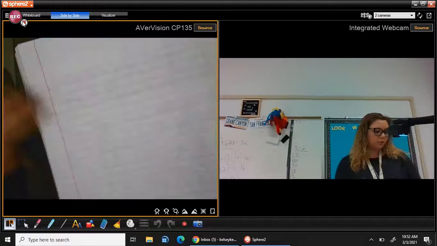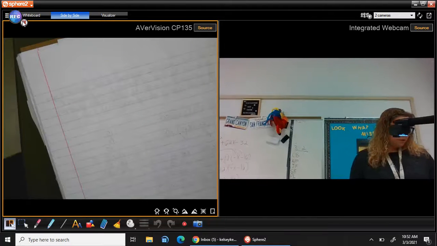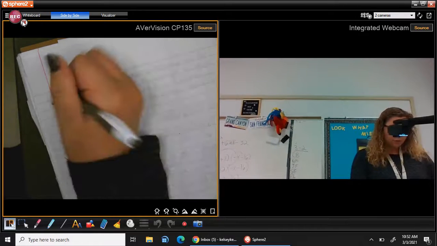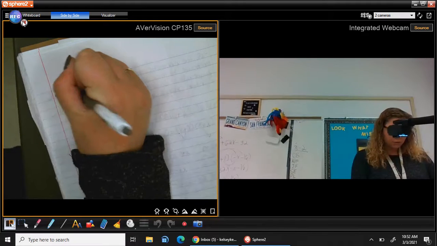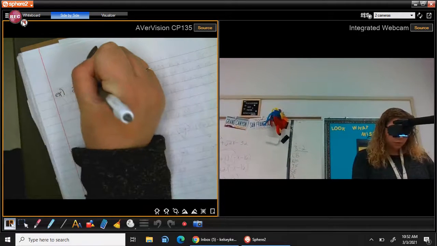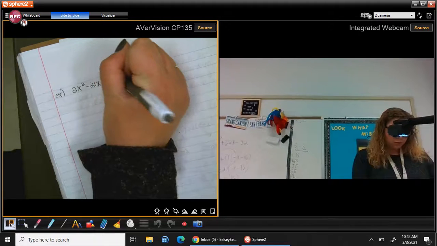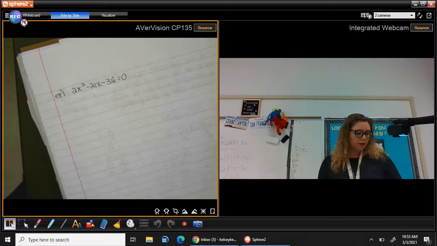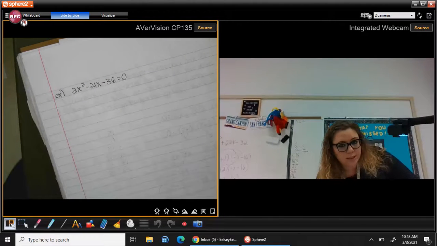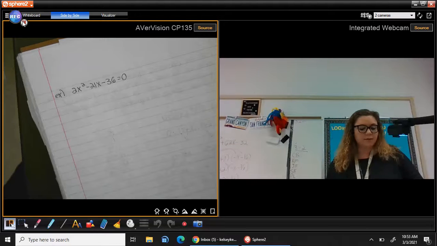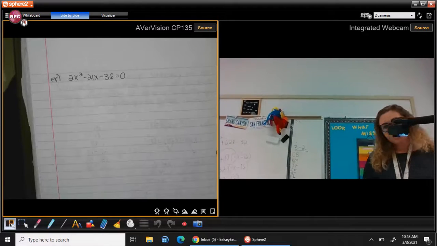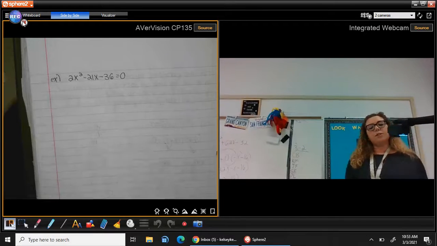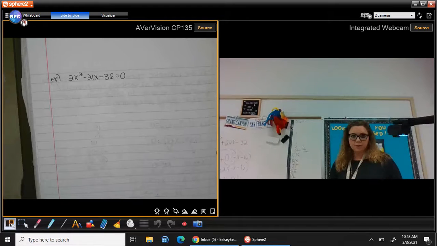Let's do another one. Okay, so the first thing is, can I factor out a GCF? I cannot. So I'm going to factor it first. And it will tell you if it wants you to factor it or find the solutions. But they want us to find a solution, so we do have to factor in order to find the solutions.